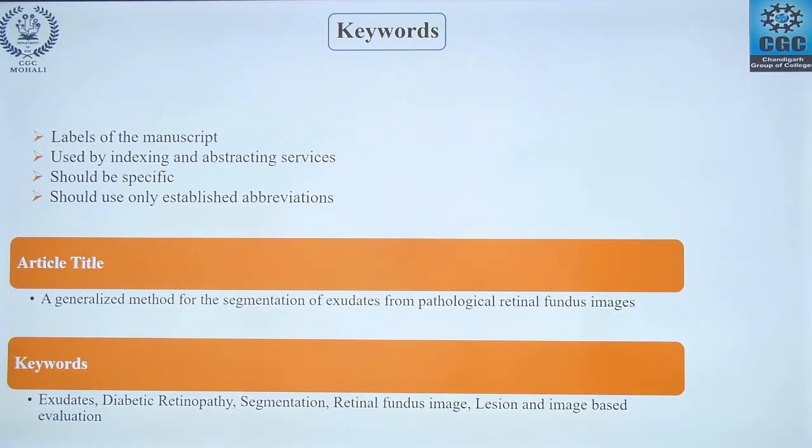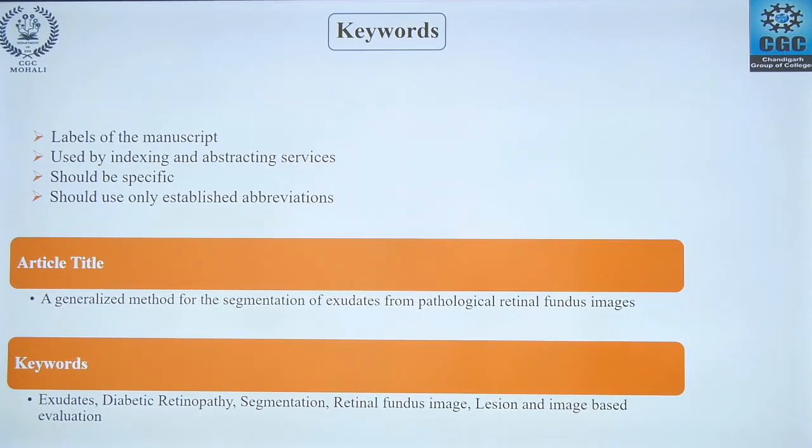Now, this is a table which contains actual examples of keywords associated with an article taken from elsewhere. The title of the article is A Generalized Method for the Segmentation of Exudates from Pathological Retinal Fundus Images. The keywords are exudates. Exudates itself shows some type of pathology, diabetic retinopathy, which means we are dealing with diabetic retinopathy from retinal fundus images. The algorithm which we are using is segmentation, images, retinal fundus image.